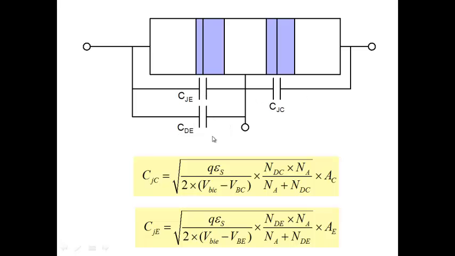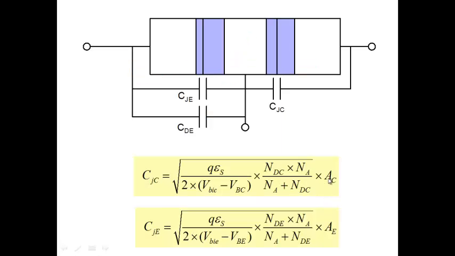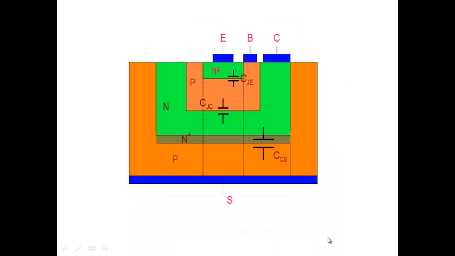This is more interesting, diffusion capacitance here. This is what it shows. CJE is here, CJC is here. Note that the area for the collector junction is larger as compared to the area of the base emitter junction. That's why the areas have been explicitly written, AC here and AE here.